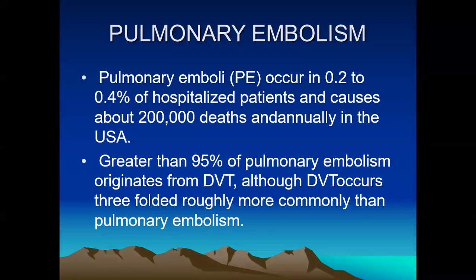Pulmonary embolism occurs in about 0.2 to 0.4% of hospitalized patients and causes about 200,000 deaths annually in the United States of America. Greater than 95% of cases of pulmonary embolism originate from deep vein thrombosis, DVT, which we already discussed under thrombosis.